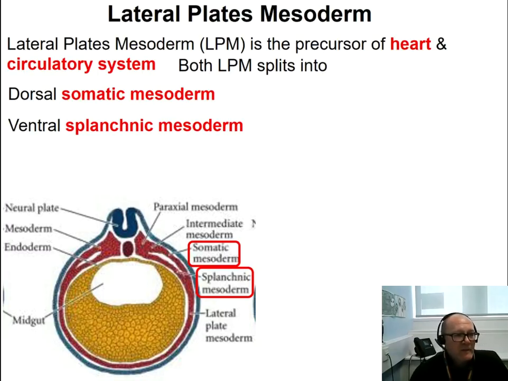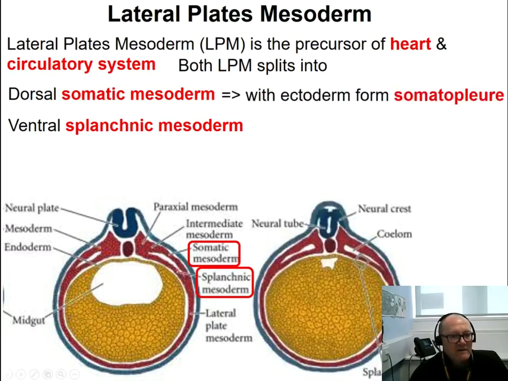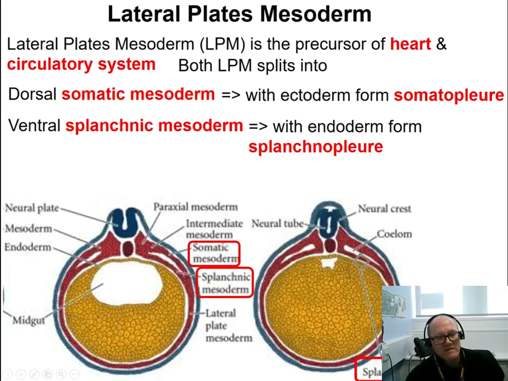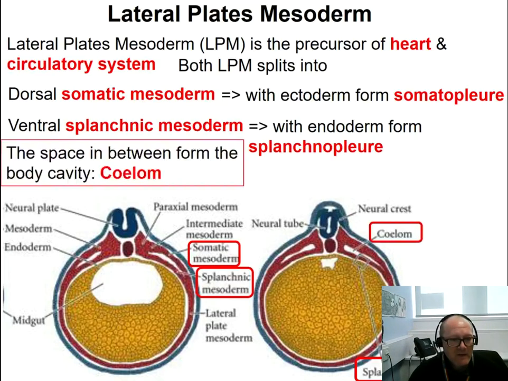Now, the somatic mesoderm with the overlying ectoderm forms a structure called the somatopleure, while the splanchnic mesoderm with the endoderm forms a structure called the splanchnopleure. The space in the middle between the two split lateral plate mesoderms, the somatic and the splanchnic mesoderm, is called the coelom. The coelom is the region that forms the body cavity.